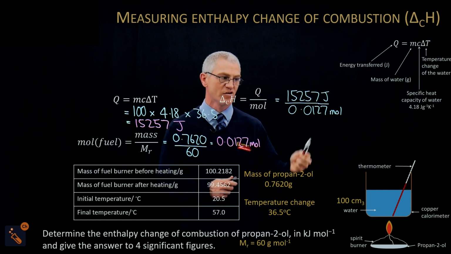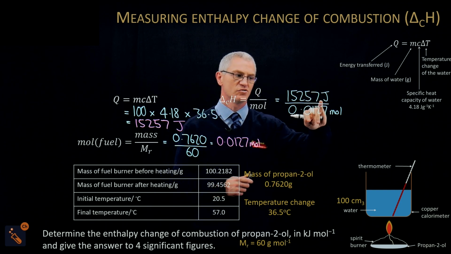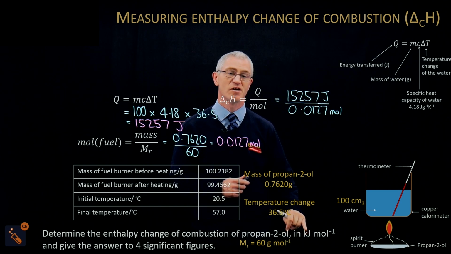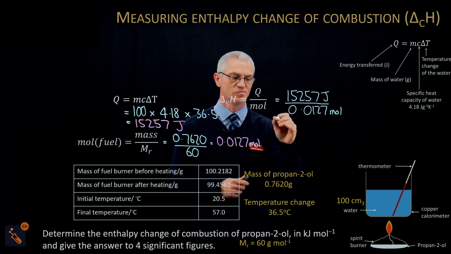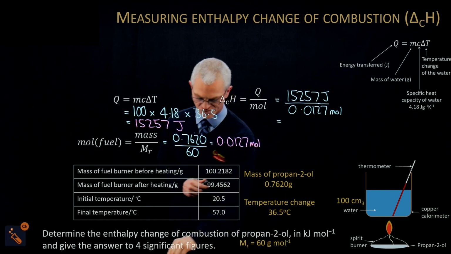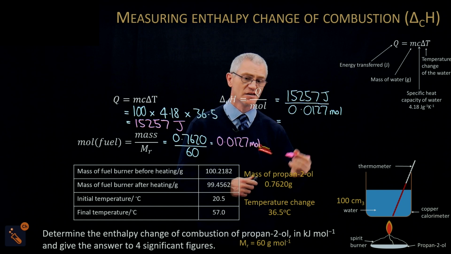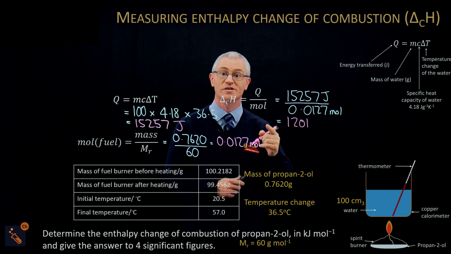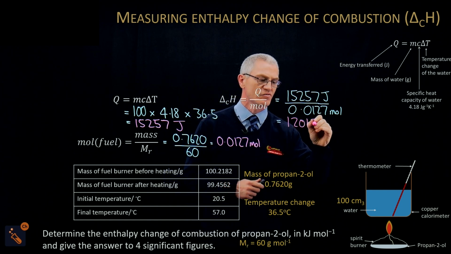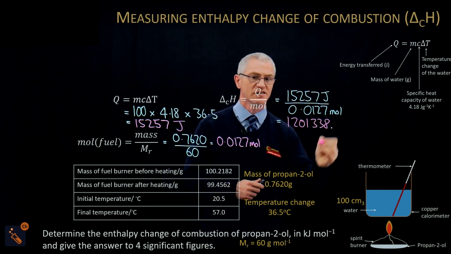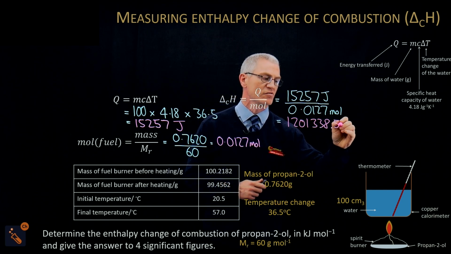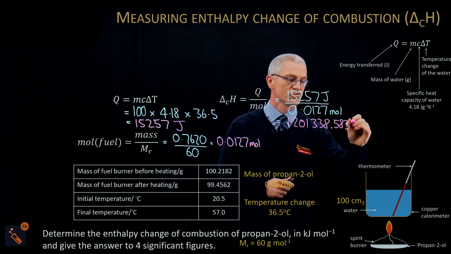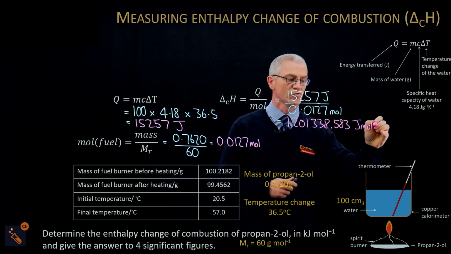And there you can see it coming out, our joules per mole. So at the moment we've got joules per mole, we haven't got kilojoules per mole, but let's fix that in a second. So that comes out as 1201338.583, hopefully you've put it in your calculator. And again, that is in joules per mole.